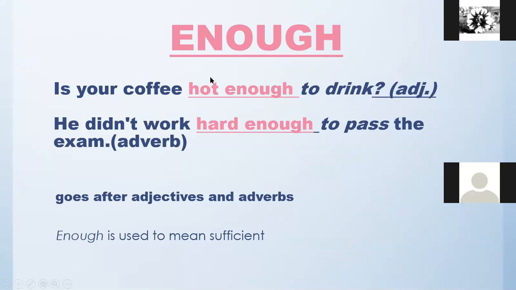And then here: he didn't work hard enough to pass the exam. Hard is an adverb. So what is the point here? What is the difference between enough and to? We use to before an adjective or adverb, and we use enough after an adjective and adverb. That's correct. Yes, to is before adjective and adverb, but enough is after adjective and adverb.